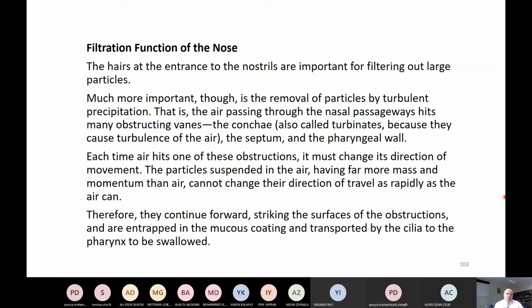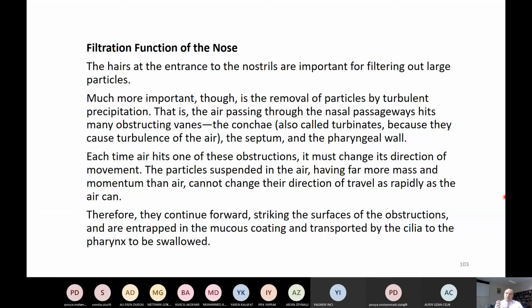The filtration function of the nose is important. The hairs at the entrance of the nostrils are important for filtering out large particles. Much more important though is the removal of particles by turbulent precipitation. The air passing through the nasal passages hits many obstructing vanes, the concha, the septum, the pharyngeal wall.